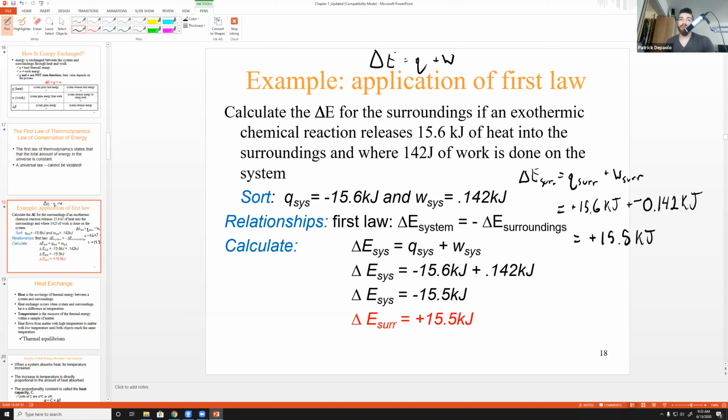Change in energy of the system. Q system. If you look at the example, it's exothermic, releases into the surroundings, meaning Q system is going to be negative. And then where you have 142 joules of work is done to the system, that is going to be positive because it's being done to the system, and we're taking the perspective of the system. So then your answer will be negative 15.5 kilojoules for the system. If you negative that, you get positive that's done to the surroundings, and you get the same answer. So yeah, any questions on that before I continue?